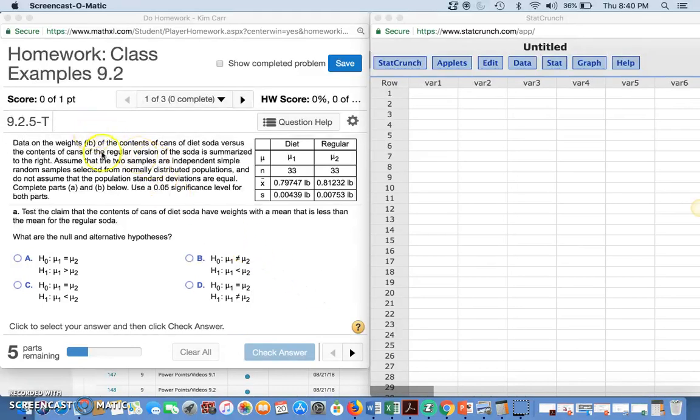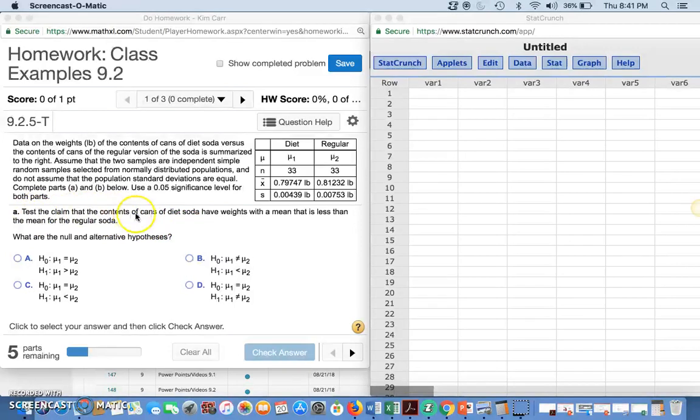Data on the weights in pounds of the content of cans of diet soda versus the contents of cans of regular version of soda is summarized to the right. Assume that the two samples are independent, simple random samples selected from normally distributed populations, and do not assume the population standard deviations are equal. Complete parts A through B. Use 0.05 significance level for both parts.